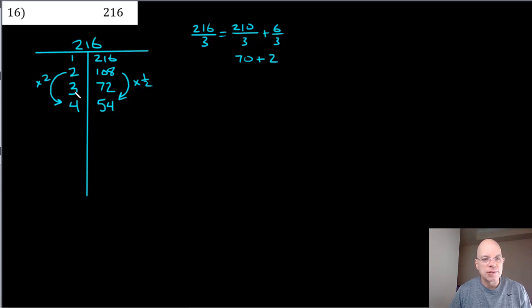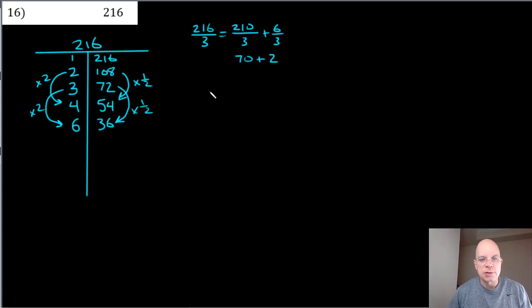216 is divisible by 6 because it's divisible by both 2 and 3. And I'm going to use the doubling and halving strategy again with 3. I can double 3, so I need to halve 72, which is 36.